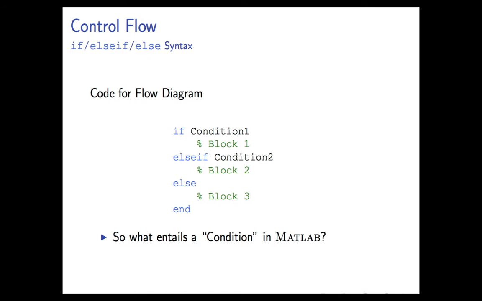From that flow diagram, we can come up with some code to show how the if, else if, and else are written. So we have if, and then condition 1, else if, condition 2, else, and block 1, block 2, and block 3. The last thing we need to cover is what entails a condition in Matlab.